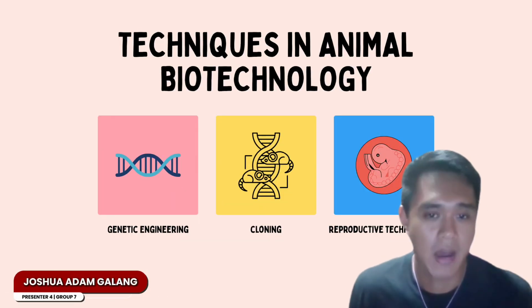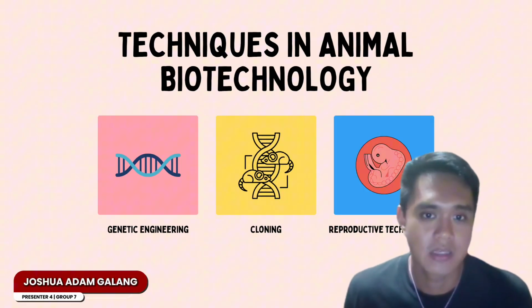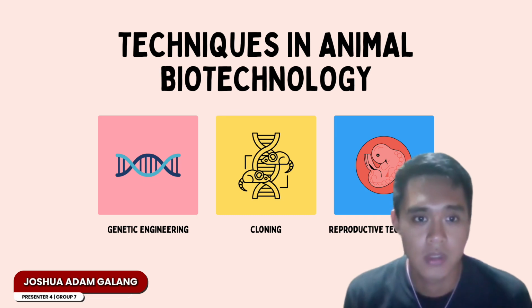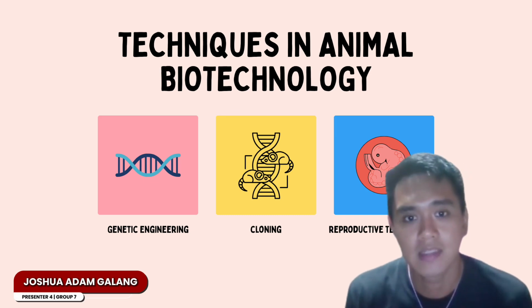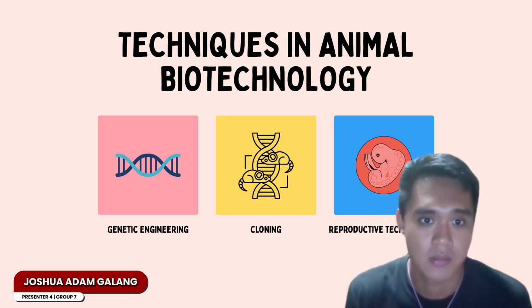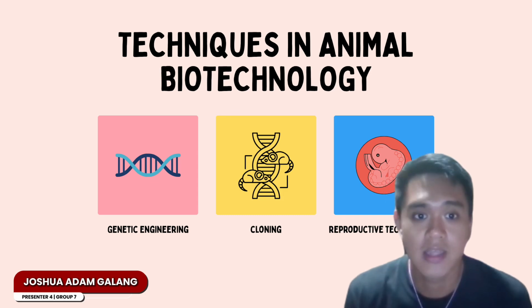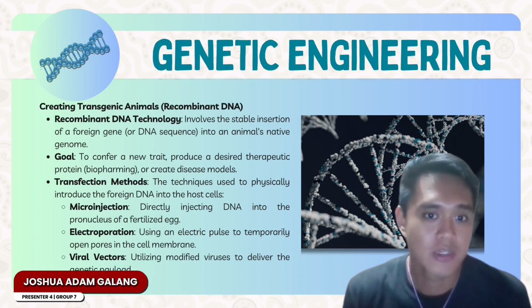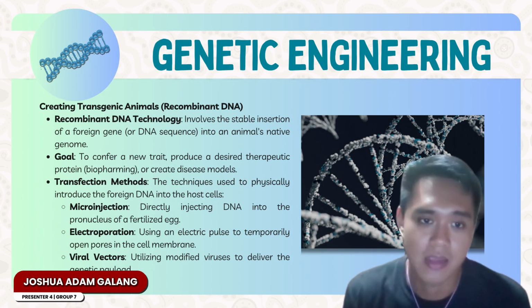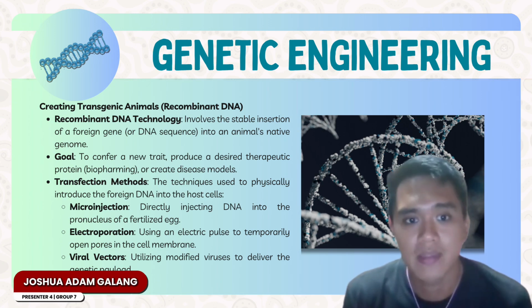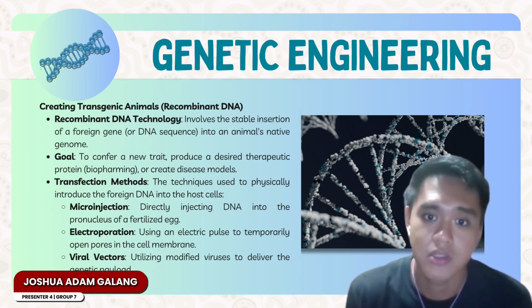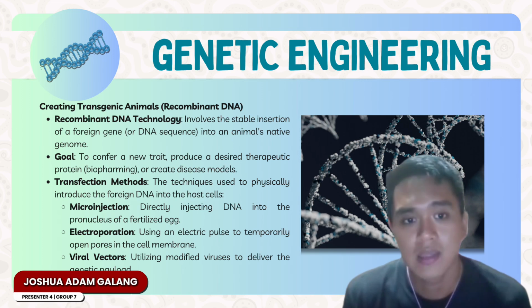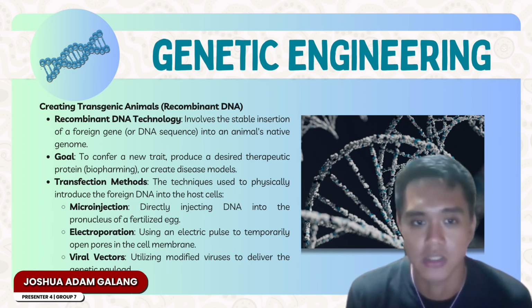Techniques in animal biotechnology. There are three techniques in animal biotechnology: genetic engineering, cloning, and assisted reproductive technologies. First is the genetic engineering. Creating transgenic animals or recombinant DNA. Recombinant DNA technology involves the stable insertion of a foreign gene or DNA sequence into an animal's native genome.